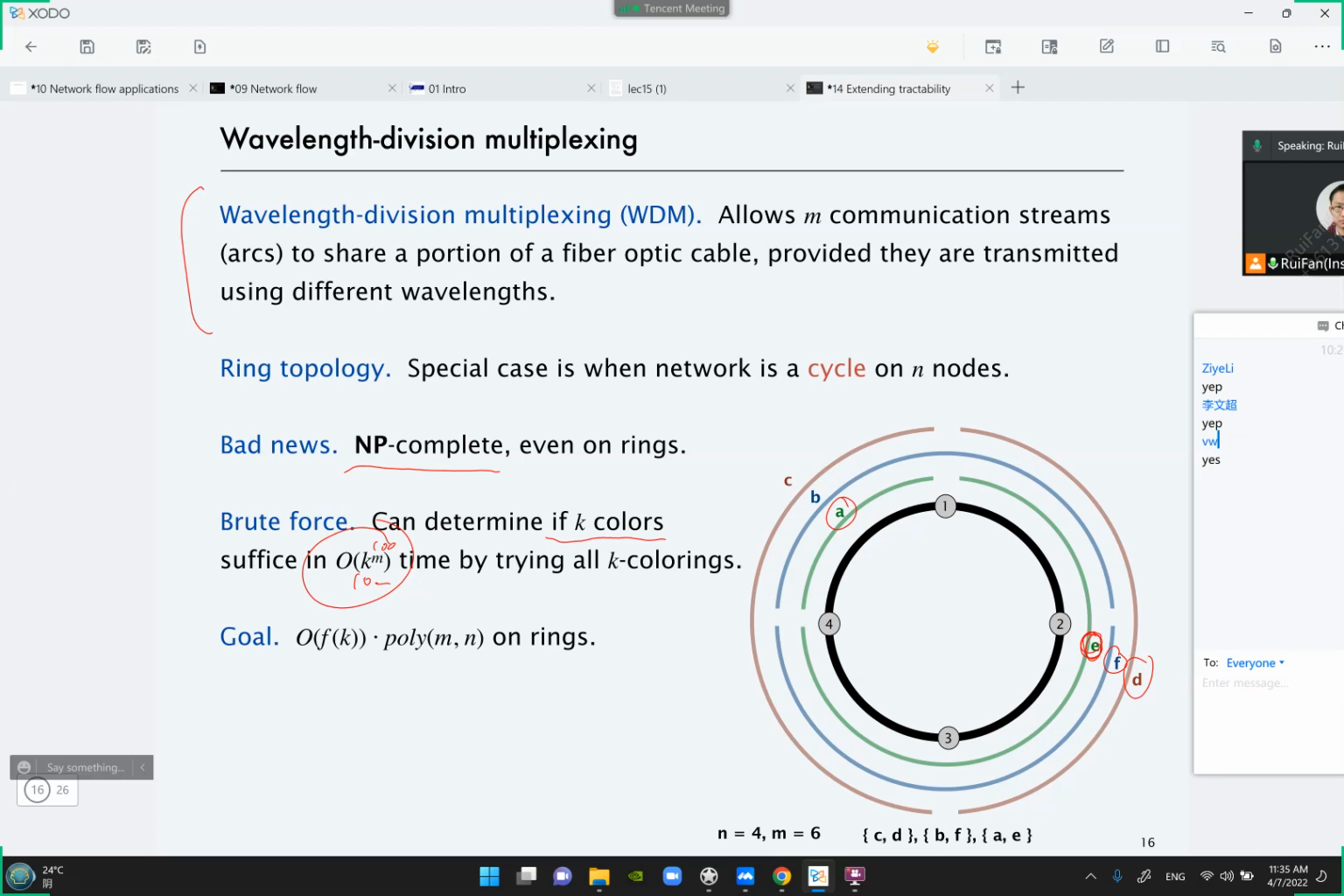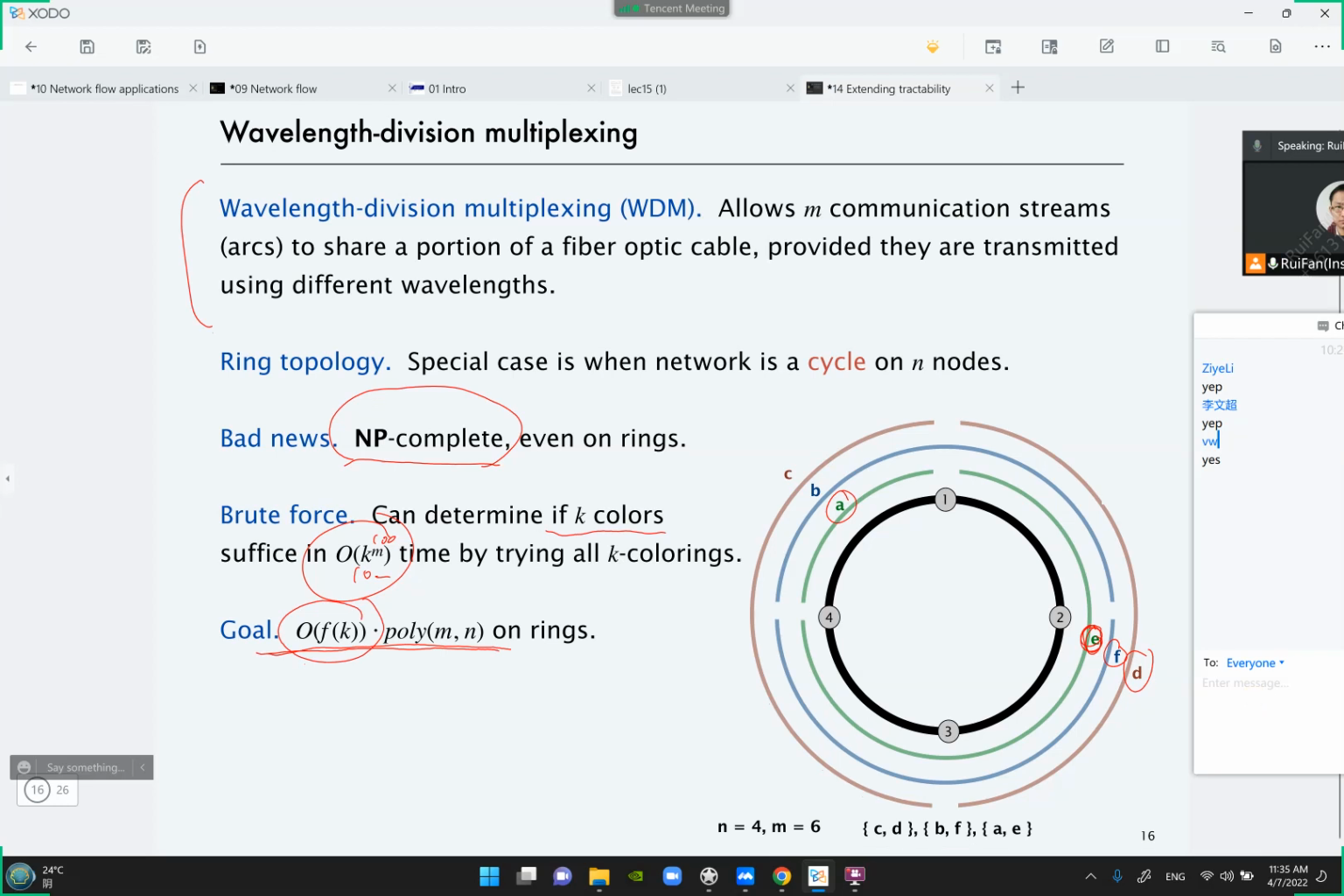So instead, what we're going to do is try to solve this problem. Because it's NP complete, we're not going to try to solve it in purely polynomial time. However, we're going to try to find an algorithm which has this type of running time, where this f of k here can be exponential in k. So for example, it can be something like 2 to the k, or even like k to the k. We basically don't care what this f is, because k in practice is usually quite small. So we allow exponential running time in terms of k.